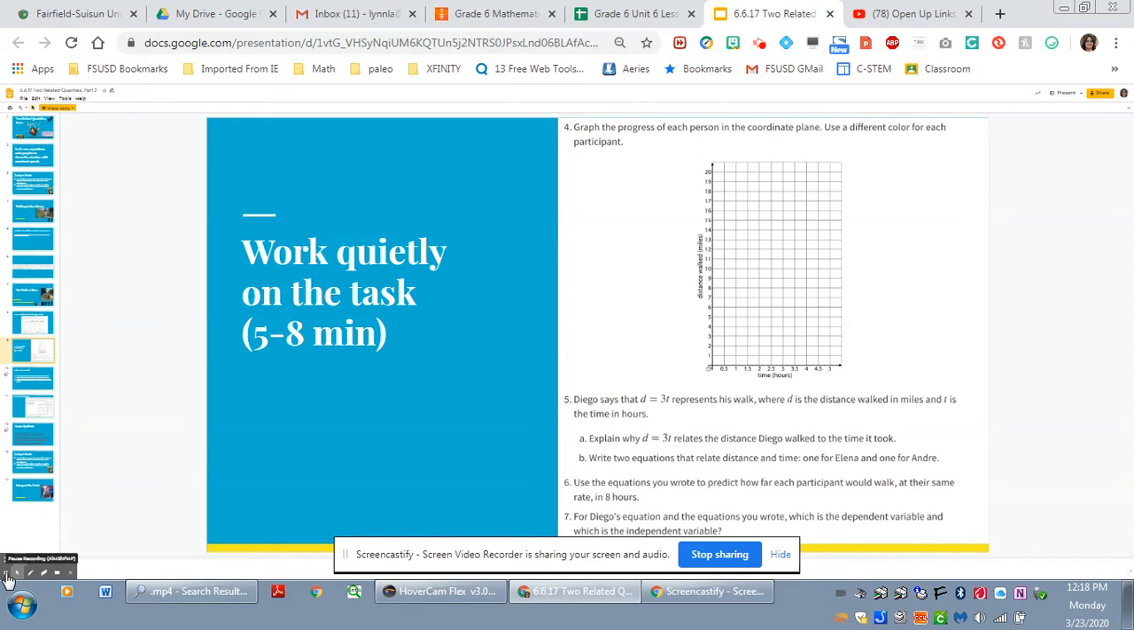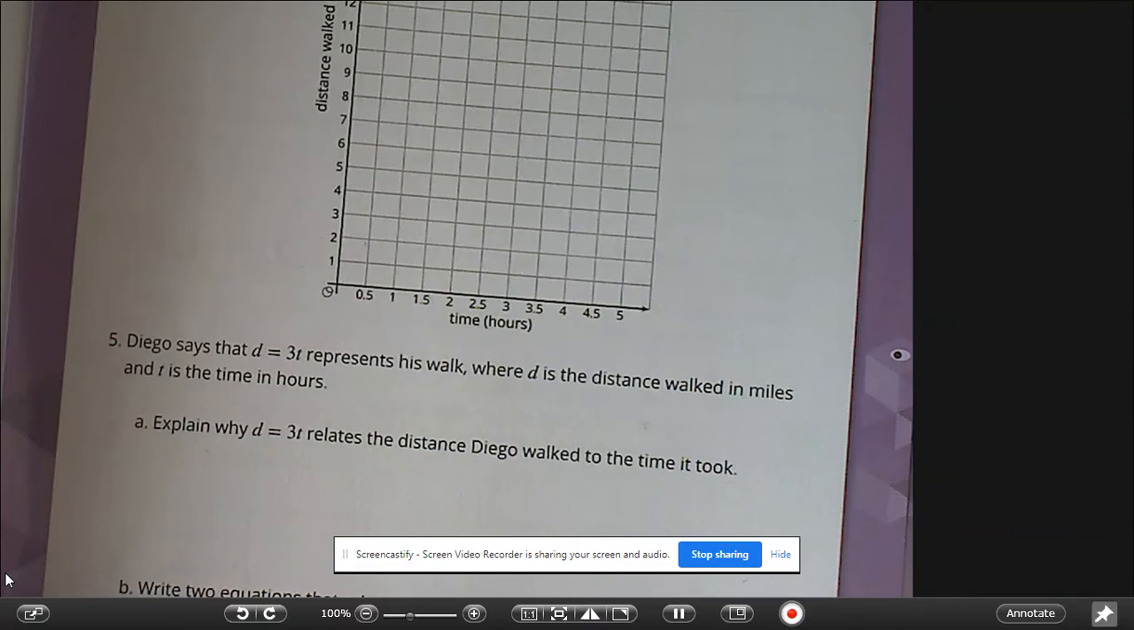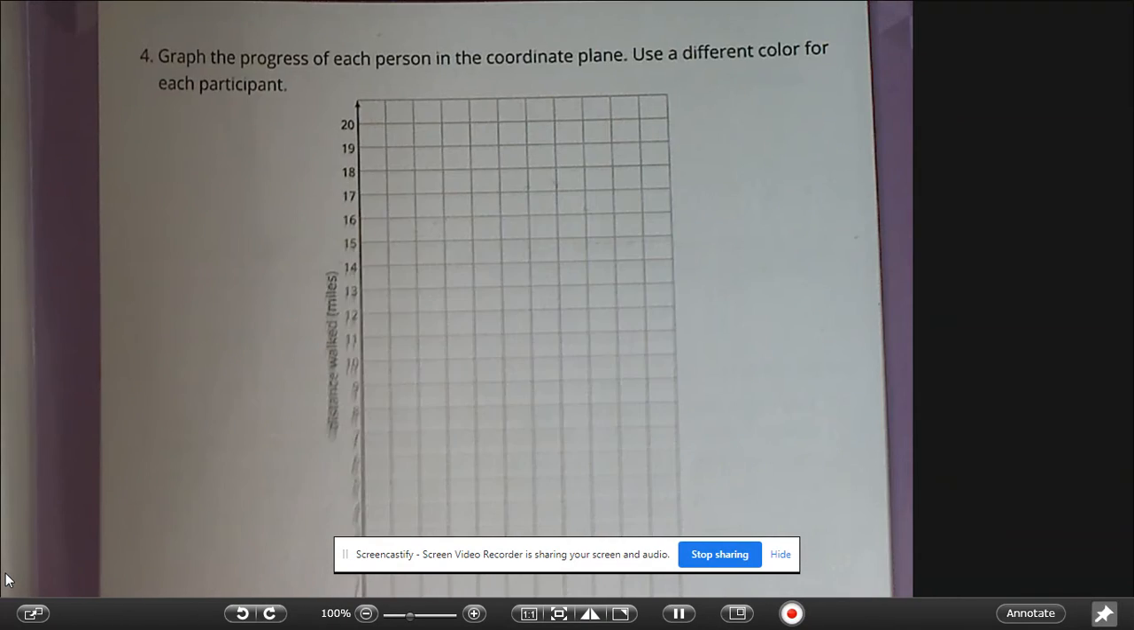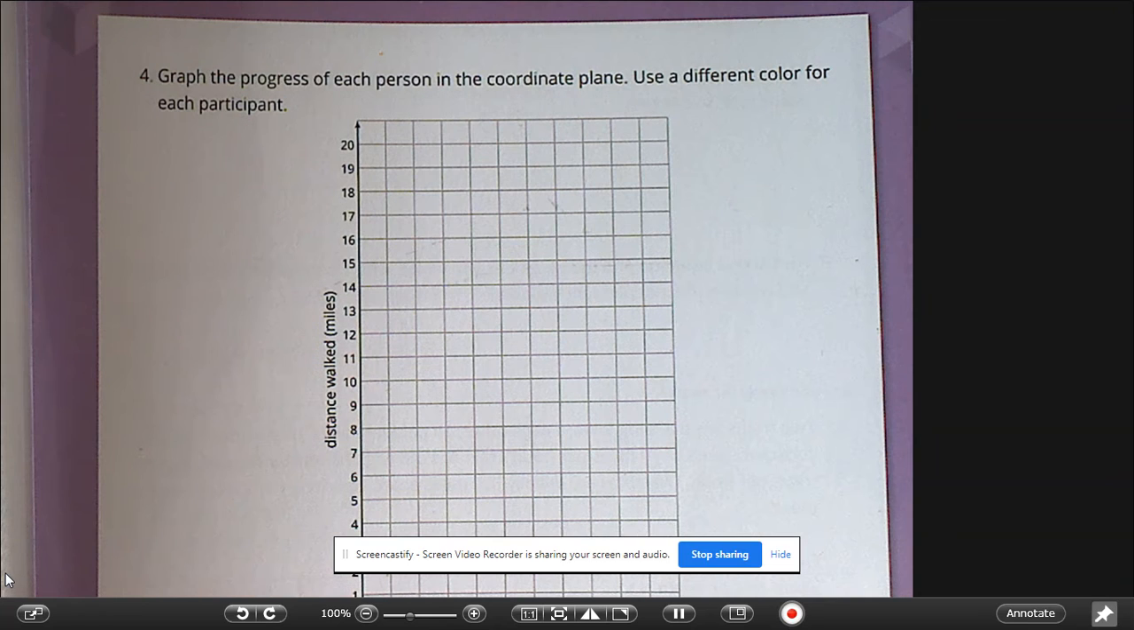Okay, so in the next part it says graph the progress of each person in the coordinate plane. Use a different color for each participant. So you're going to use the chart we just did to graph each person's progress on the graph in your textbook. So you're doing that here. All right, so I would pause right now and see if you can do that using the table we just filled out on the last page.